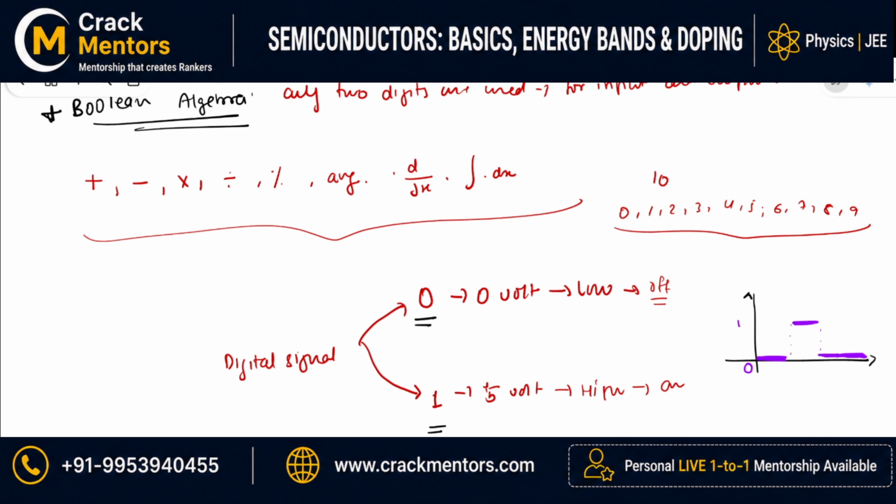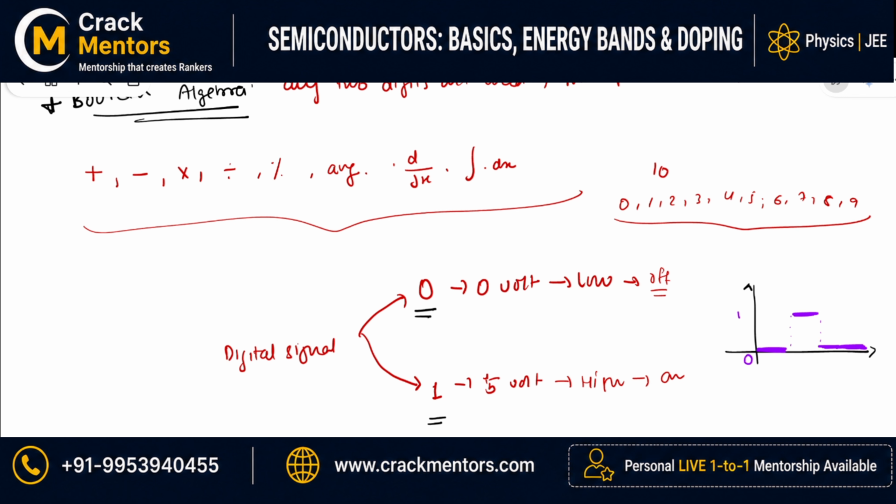But if there is an entry, we represent it as 1, which means that a 5 volt voltage is being supplied, which is a high voltage. In that case I can say that the circuit is on, or the result is on. The result is visible to me.